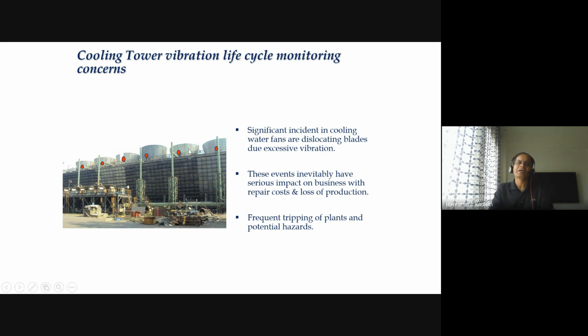Hazard means many times accidents happen. This can collapse if you are not regularly maintaining it. Sometimes it collapses also. So these are the difficulties: it is not easy to reach this location to check the vibrations or to check the status of the motors or fans and all. So that is the difficulty basically.